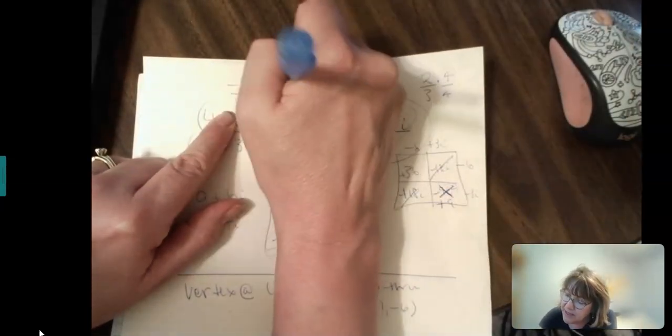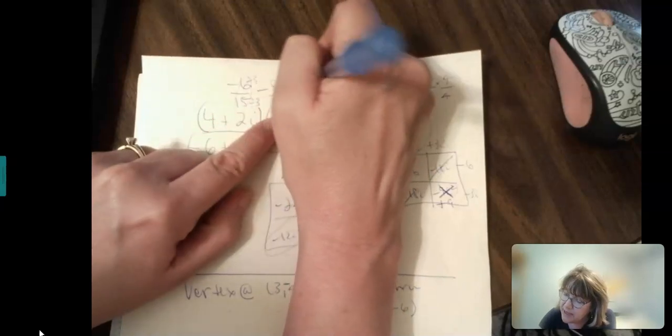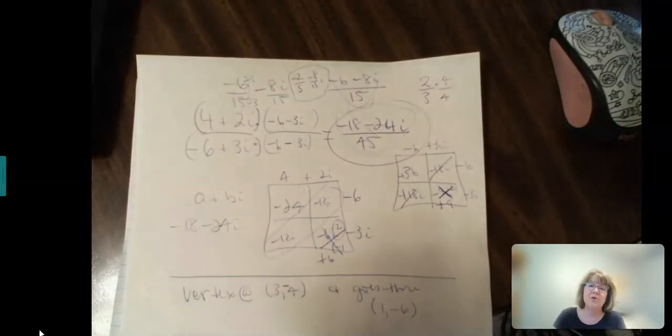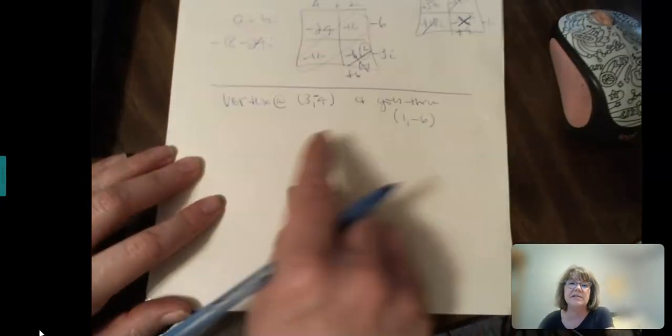So what is it? That'd be a -2 and what? Fifths minus 8/15ths. I run out of space there. All right. So either way, I'm okay with that. I'm okay with this, whatever you want to do. All right. Let's look at the vertex situation.